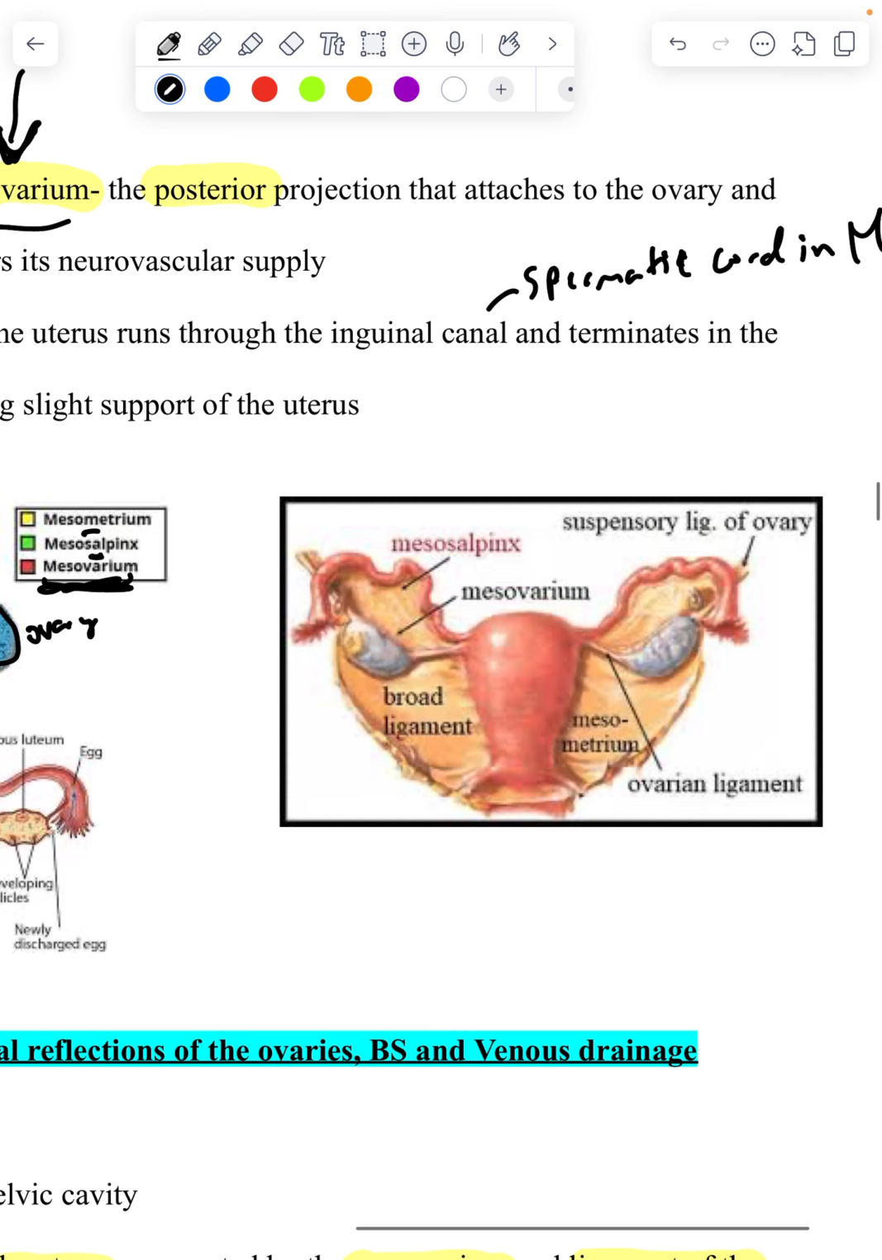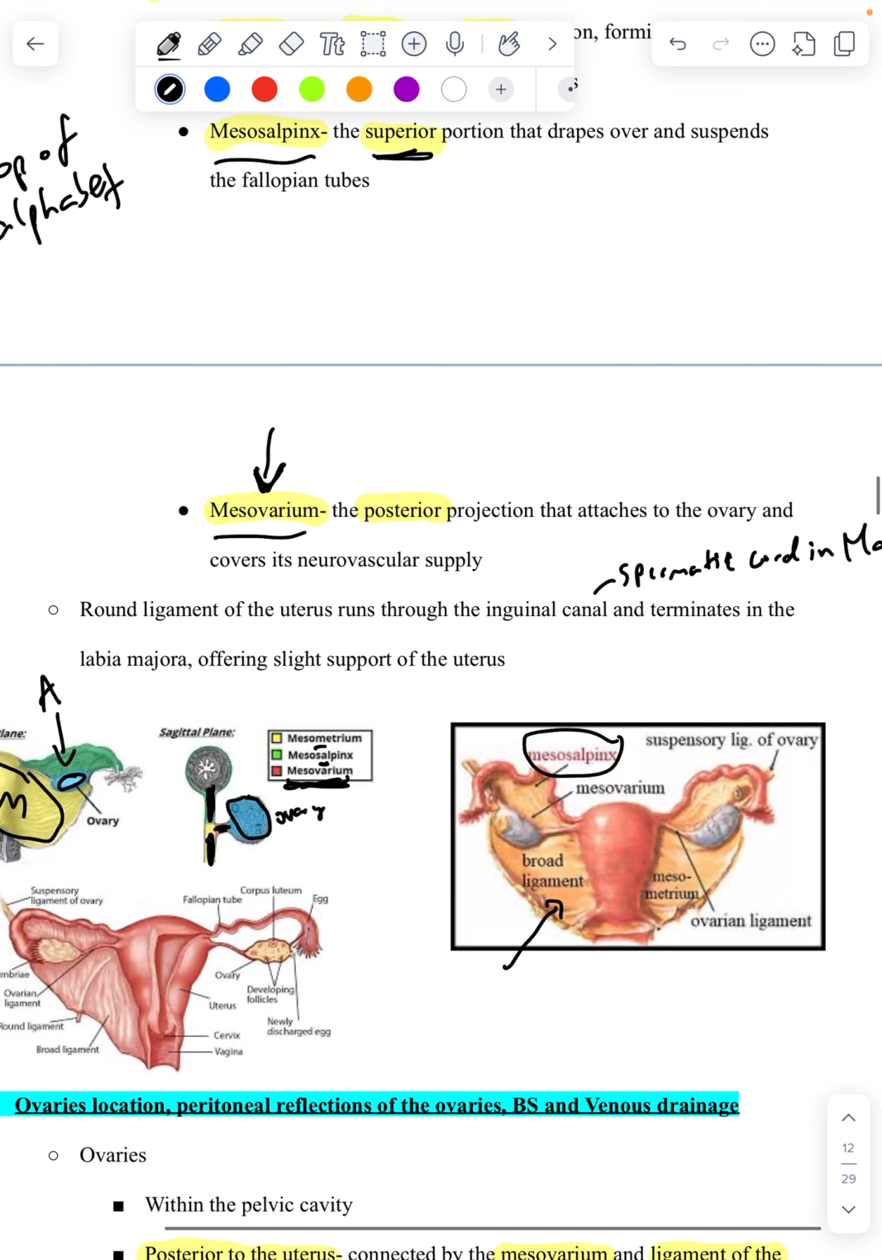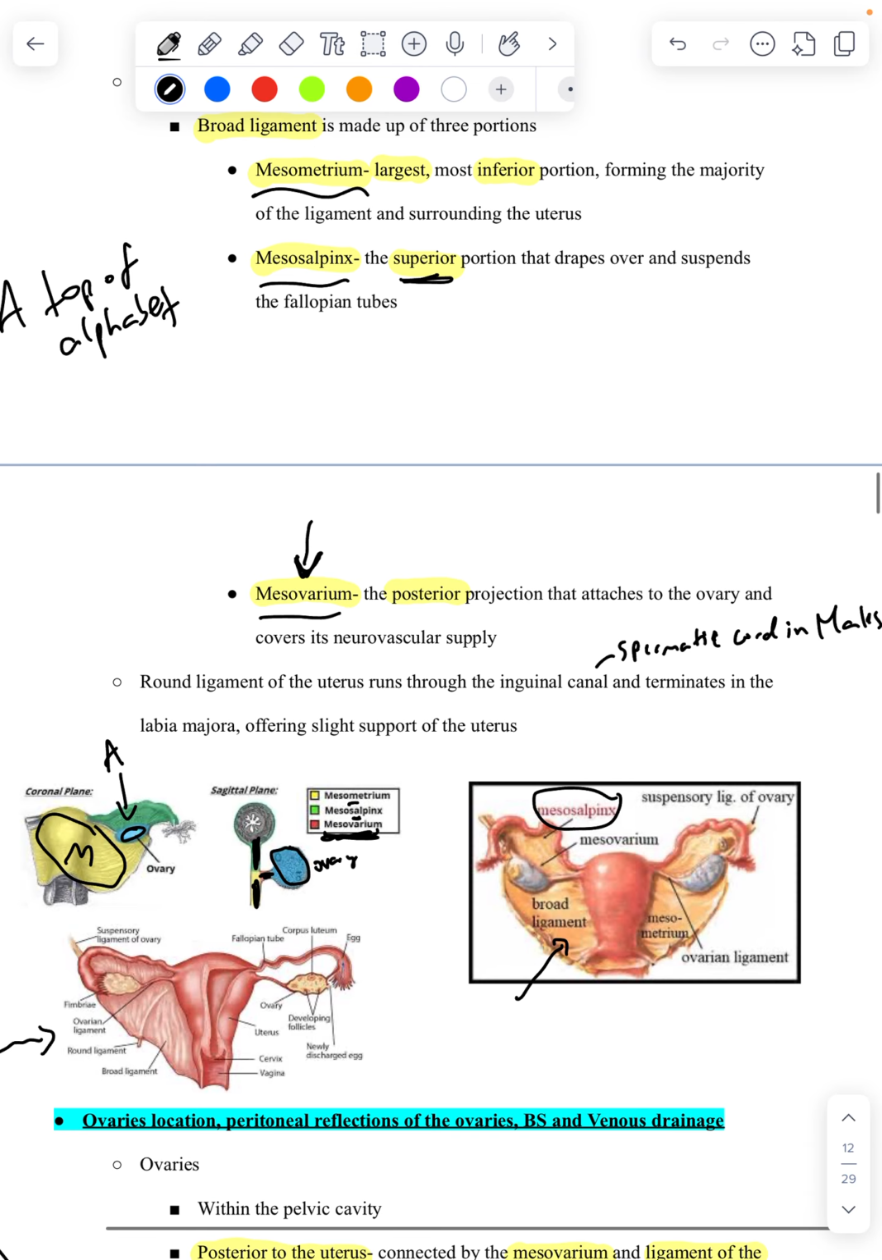There's another picture here. So this top part, all mesosalpinx. This bottom part would all be mesometrium. All of this orange stuff is your broad ligament. So that's three different parts.